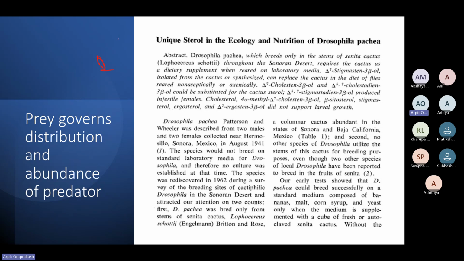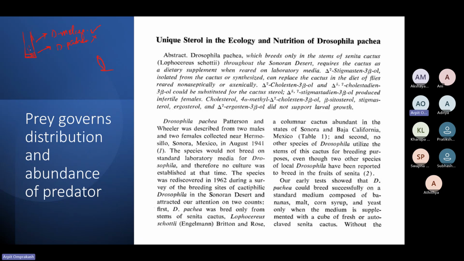Generally, how they grow Drosophila in the lab is they take tubes, fill them with food, and put Drosophila in there. If you do that, Drosophila melanogaster, the species that people generally use, will grow. But if you do that same thing for Drosophila passia, that won't grow.